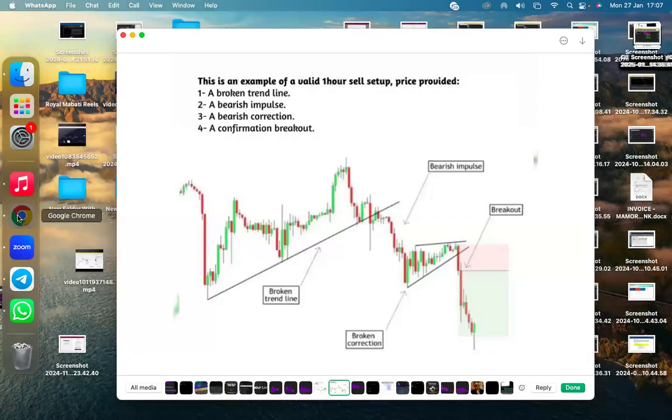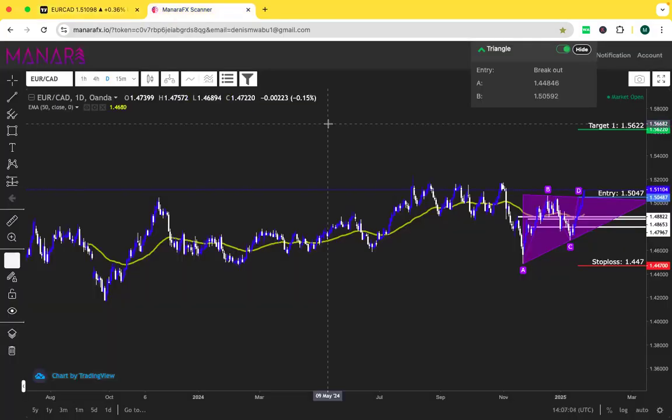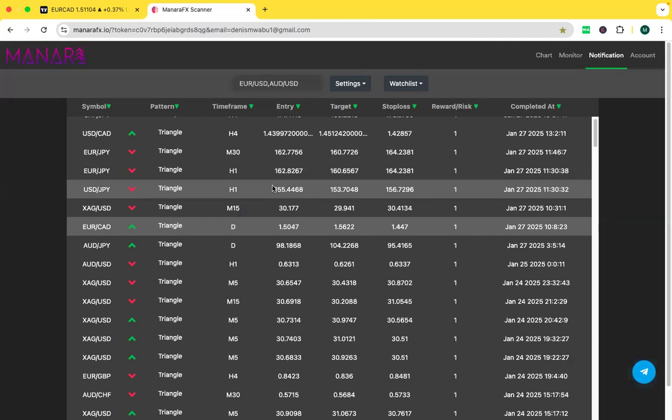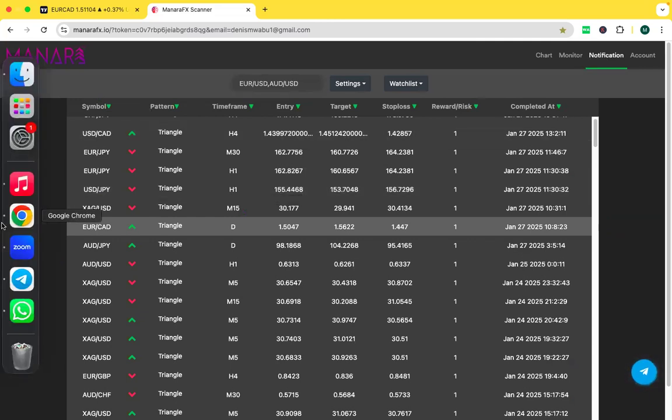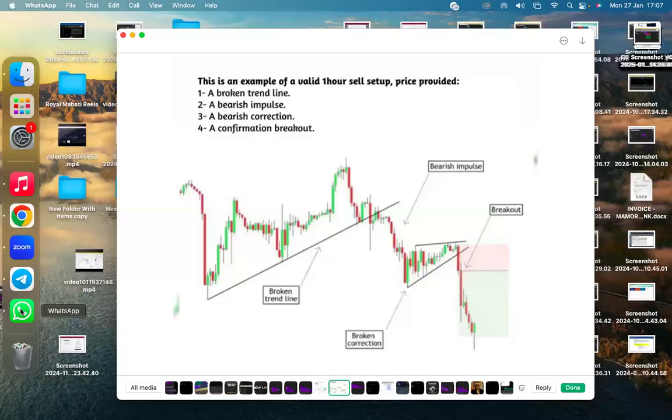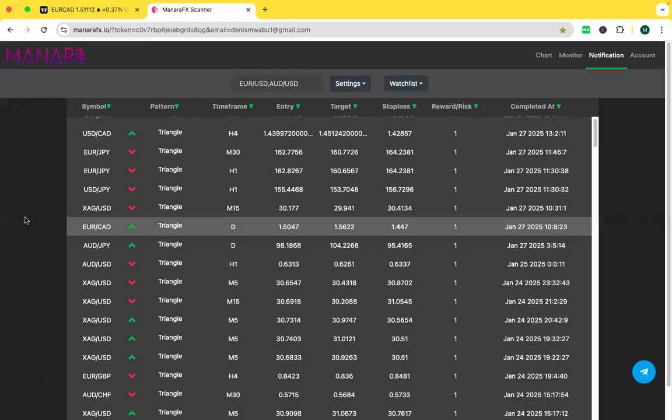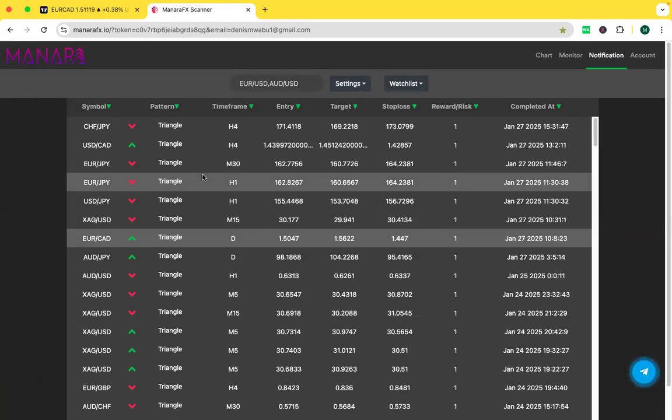Step number one, has it been shared by Manara? Yes, it has been shared by Manara. Step number two is, after it has been shared by Manara, has it met my entry confirmations on this image? Yes. Step number three is, am I supposed to take the trade? Yes. Step number four, what's my risk management? If I have $100, how much am I risking per trade? Am I risking $50? No. Am I risking $25? No.